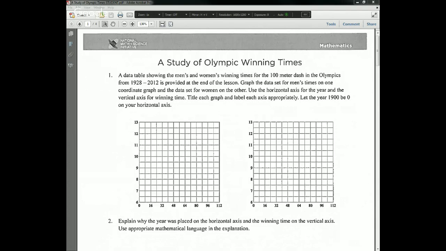We're going to talk about Olympic winning times and how we can model those winning times to predict future Olympic winning times. It's just a way to use data to predict the future and analyze the past so that we may not replicate it in the future if we don't want to.